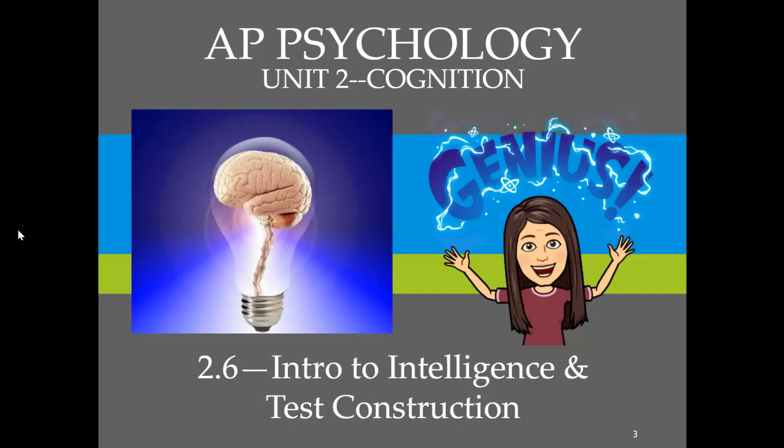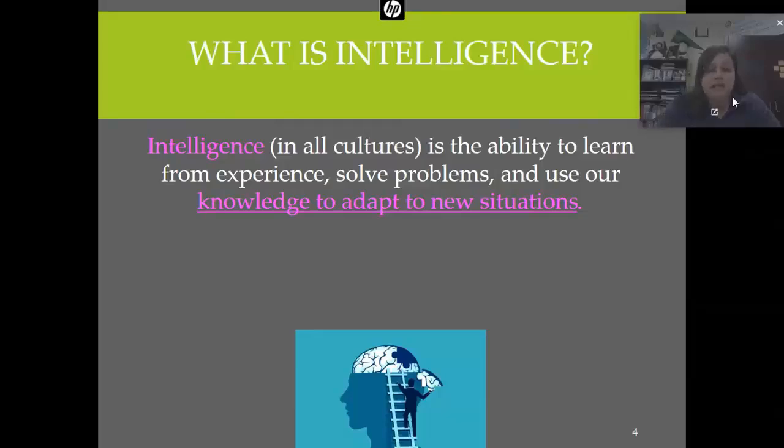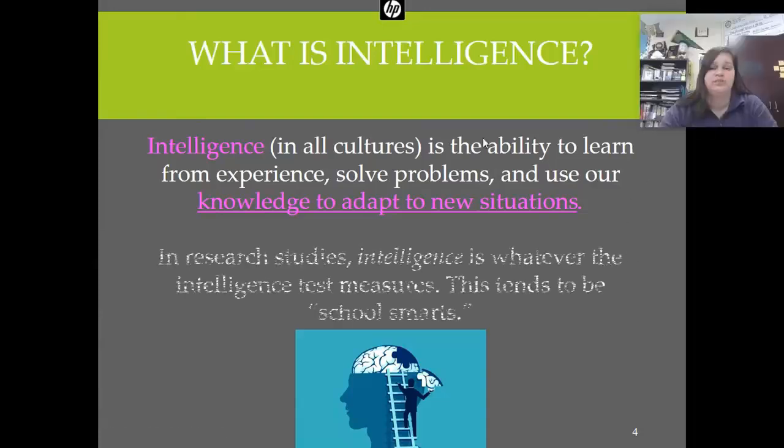My Bitmoji is genius. And in this section, we're talking about how intelligence is measured and could identify somebody as a genius. Let's go. But what is intelligence? Intelligence in all cultures is the ability to learn from experience, that you can solve problems, and most importantly, you can use your knowledge to adapt to new situations.